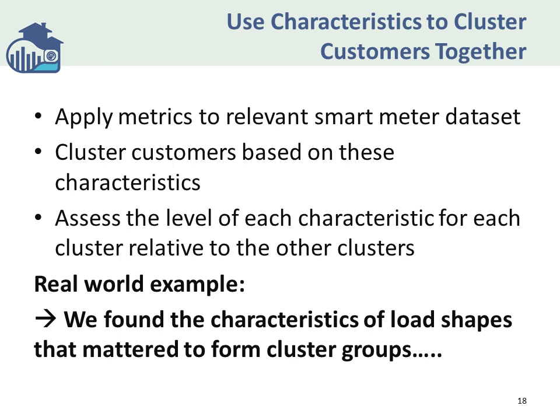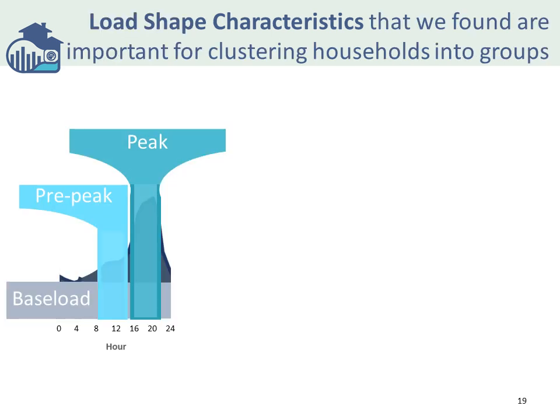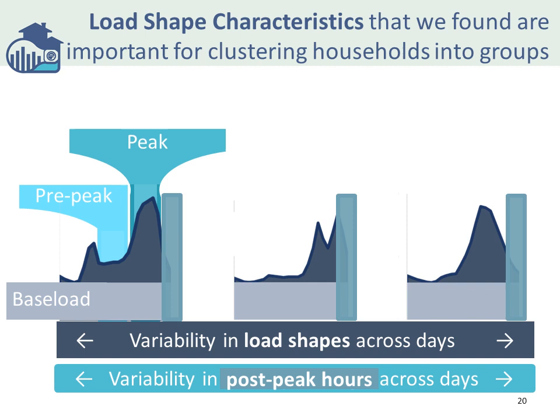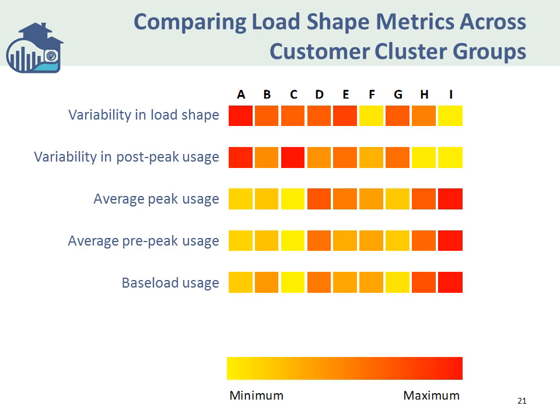But the 5 load shape characteristics that ultimately were the most important in segmenting customers were the base load usage level over the course of the day, the block period total usage level during both the pre-peak and peak hours of the day, as well as the variability in load shape across days, and finally the variability in usage across days during the post-peak hours. So now we can take those 5 characteristics that were found to be important for separating households into these 9 groups, and we can show how those 9 groups differ from each other across those characteristics.